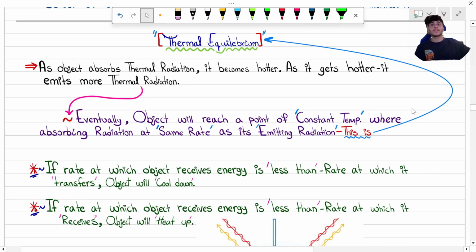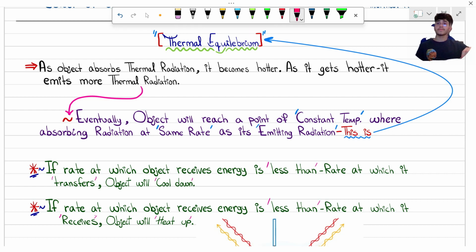Thermal equilibrium. Let's look at this example. As an object is absorbing thermal radiation, it's becoming hotter, right? So we have an object we're heating up, and as we're heating it up, it's absorbing thermal radiation and becoming hotter. As it gets hotter, it also emits more radiation. Like we said, the more an object absorbs IR, the more it emits IR. Eventually, it will reach a point of constant temperature where the absorbing rate of radiation becomes the same as the emitting rate of radiation.